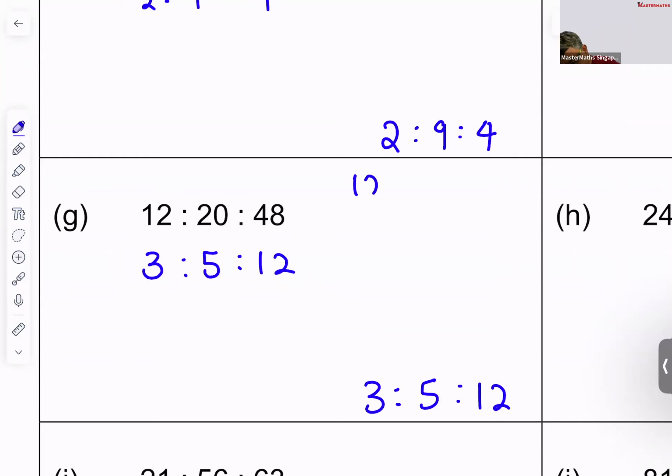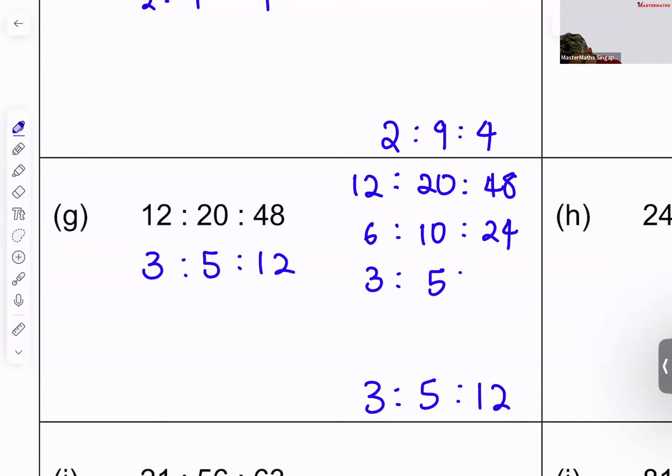Now let me just tell you this. Some of you will divide by 2. Then you say 6, 10, 24. This is not wrong, but then you realize that you can divide one more time. So you're going to divide by 2 again. Can you see that? If you do it in 1 step, divide by 4. If you do it in 2, divide by 2, you do it in 2 steps. Which one do you prefer to do? Up to you. Both are correct. I cannot say that this is wrong and this is right. No, both give you the same answer.